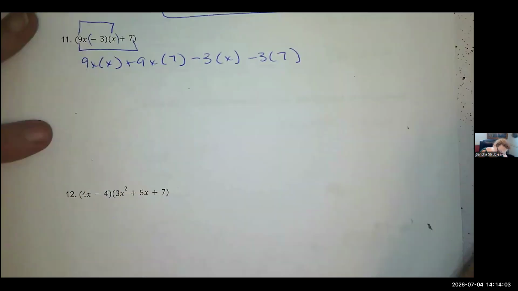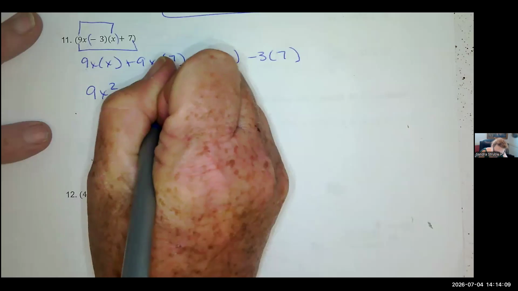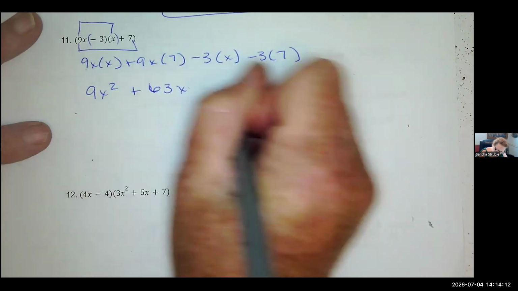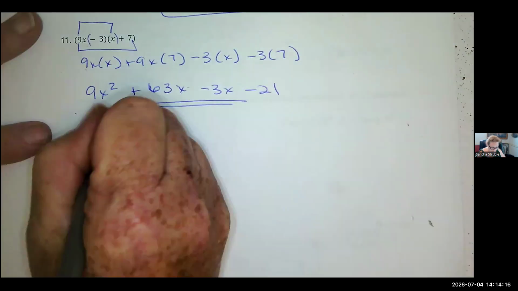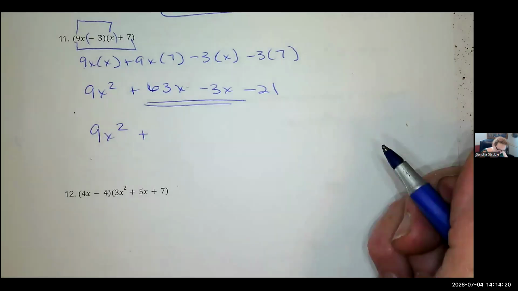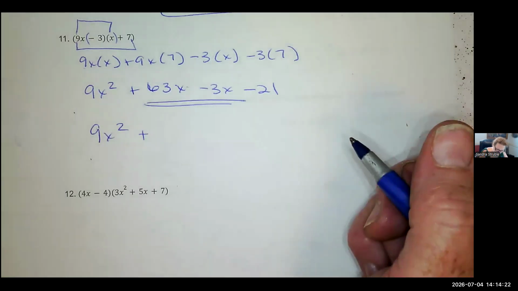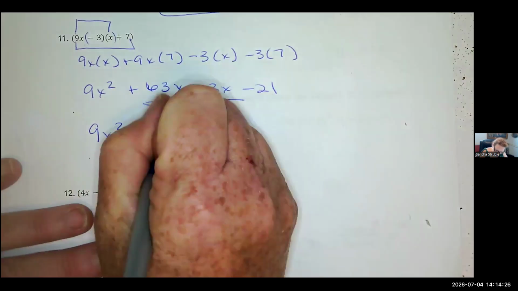9x squared, 63x minus 3x minus 21. Combine like terms. That's 60x minus 21. Just checking all my work here.